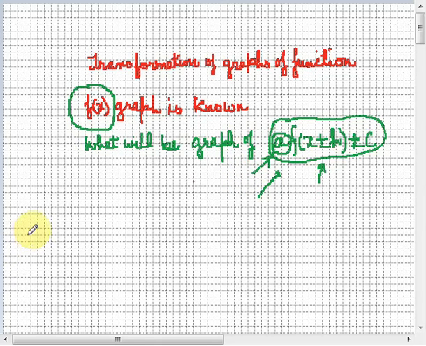We will discuss each case one by one, so that you may understand it easily. We will break up the graph of the whole transformation into multiple steps, and the first step will be vertical shifts.